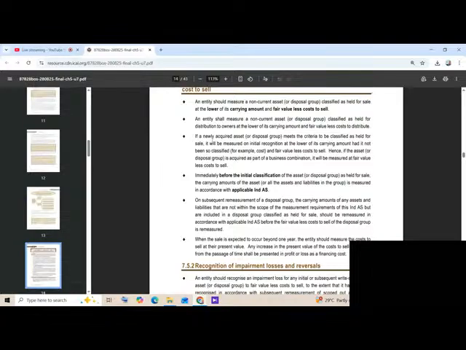If a newly acquired asset or disposal group meets the criteria to be classified as held for sale, it will be measured on initial recognition at the lower of its carrying amount had it not been so classified, for example, and fair value less cost to sell. Hence, if the asset or disposal group is acquired as part of a business combination, it will be measured at fair value less cost to sell.